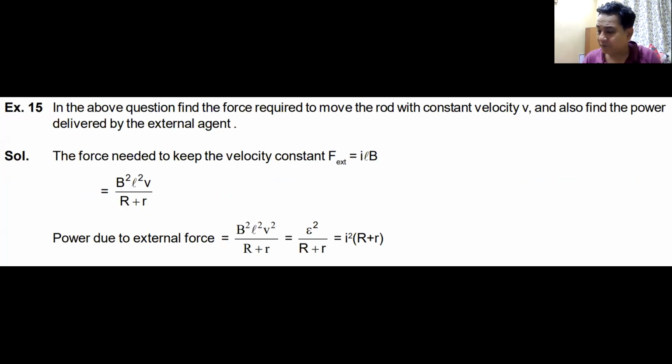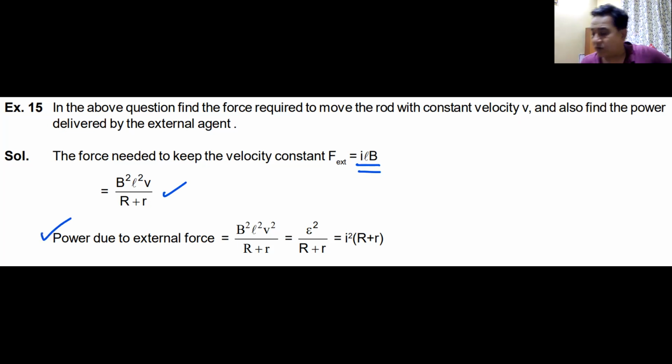Yes. Whatever force is due to the magnetic field because of electromagnetic induction, the same force must be applied in the opposite direction to make it move with a constant velocity. Yes or no? Yes, sir. So your force will be equal to B squared L squared V upon R plus r.